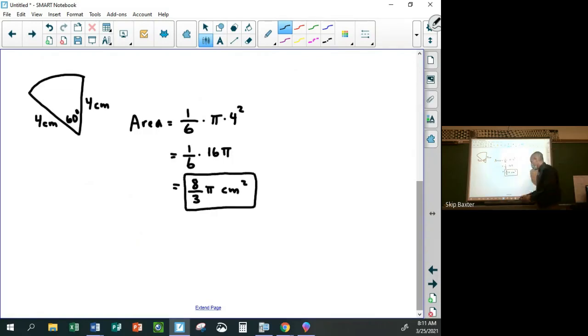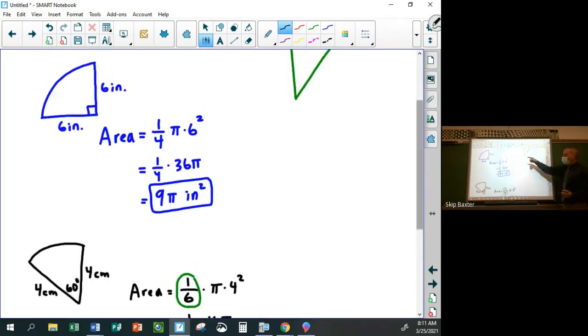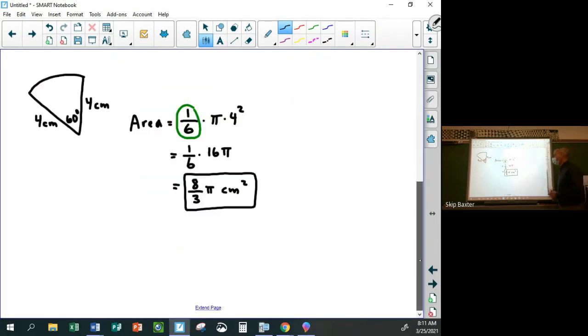So the hard part here is coming up with this fractional part. But if you think about it, all we're going to do is figure out what fraction of the entire circle is that angle. So you could just take 60 divided by 360. Up here we could have taken 90 divided by 360 to get that fraction that goes in front, right? So in general, that would work.